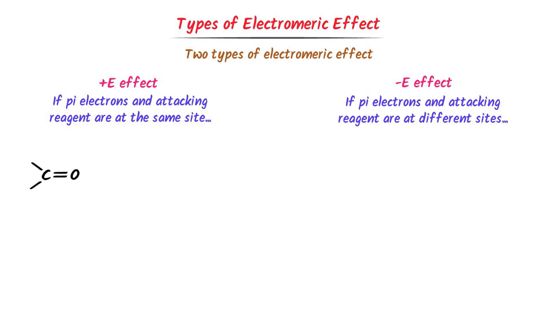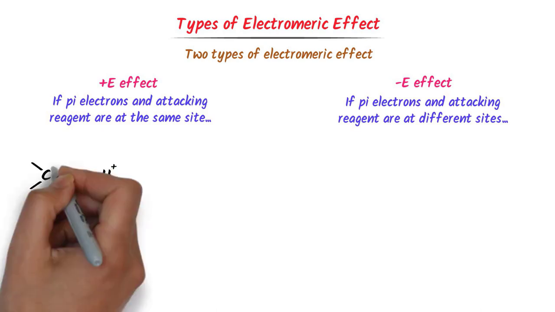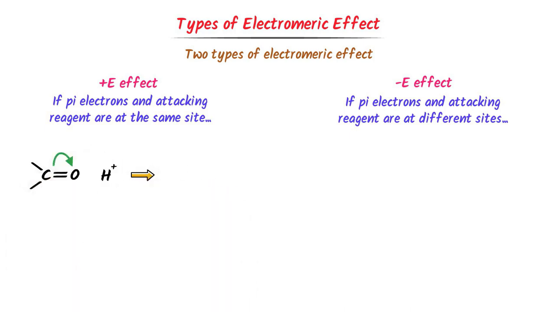Now consider this organic compound and this attacking reagent. The pi electrons will shift to this oxygen. Positive charge appears on this carbon and negative charge appears on this oxygen. Here, let me ask you, where will this attacking reagent attack? Well, the easy trick is that negative and positive attract. This positive hydrogen will attack on this negative oxygen. Thus, we get this organic compound.